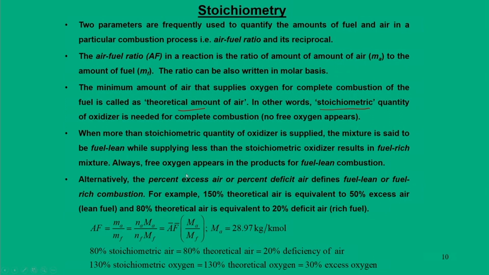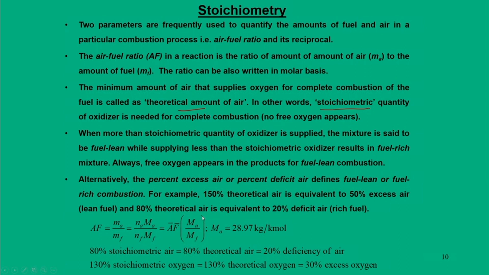Alternatively, when I say theoretical amount of air, we also call it percentage excess air. So, theoretical amount of air and stoichiometric are the same. Now, if I say 100% theoretical air, that means we are in the stoichiometric conditions. If I say 150% theoretical air, that means we have 50% excess air or oxidizer.